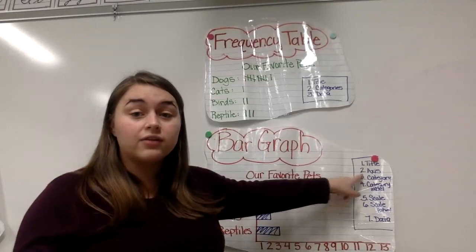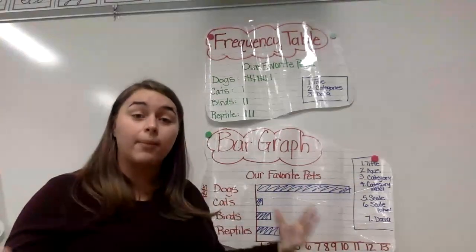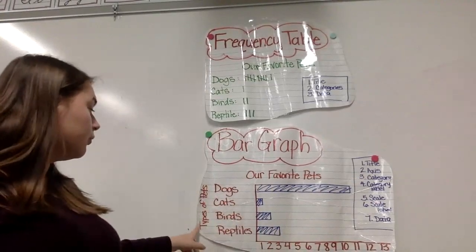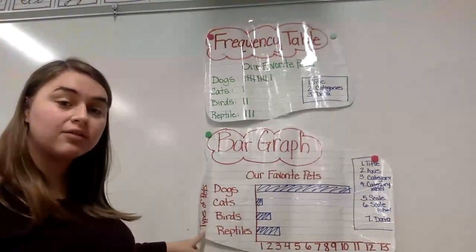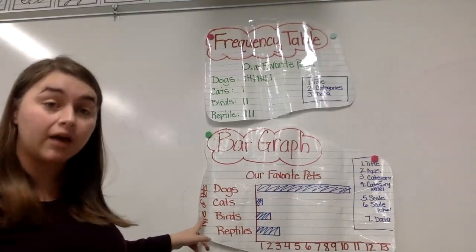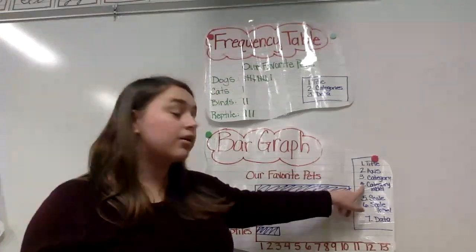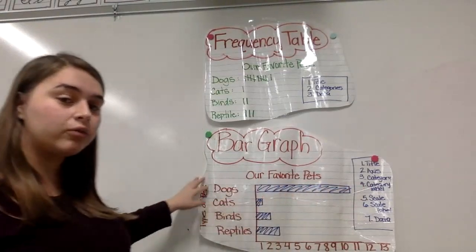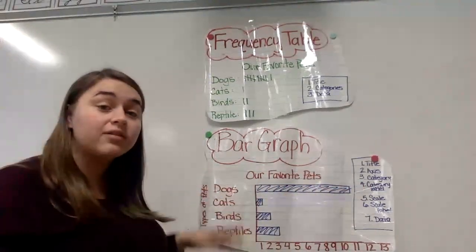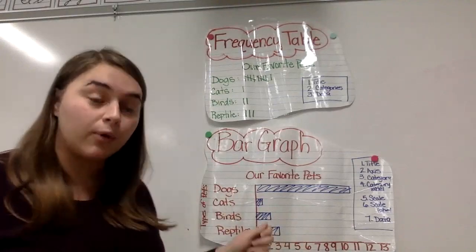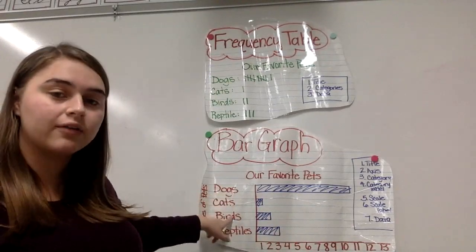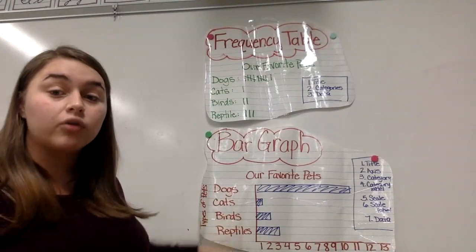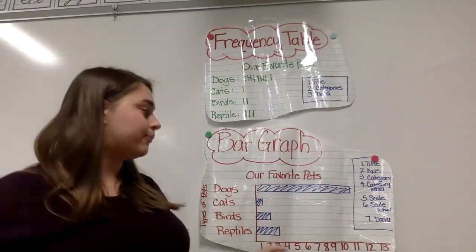And three, you need categories. That's the kind of thing that you're surveying about. Here, we surveyed about types of pets, so types of pets would be the category. And four, category labels. That's where we get more specific inside of types of pets, and we write exactly which ones we surveyed. So dogs, cats, birds, reptiles. Those are all our category labels.